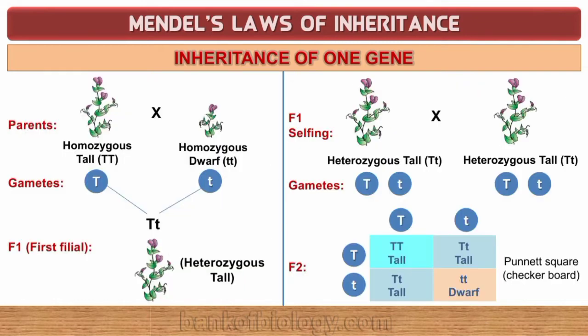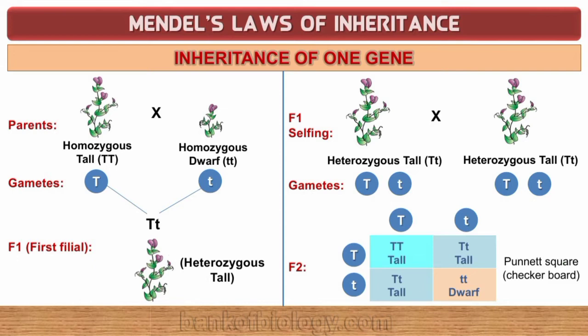He took two plants. One was homozygous tall, containing capital alleles TT. One was homozygous dwarf, containing small alleles tt. From there, the gametes come together and fertilization occurs. During fertilization, the first filial generation formed is heterozygous tall, T capital, t small. That was tall, but that was heterozygous, not homozygous.